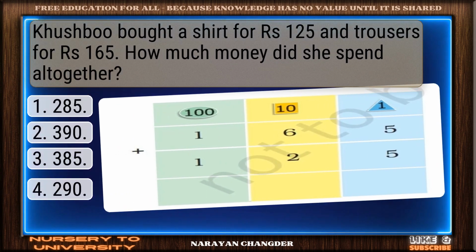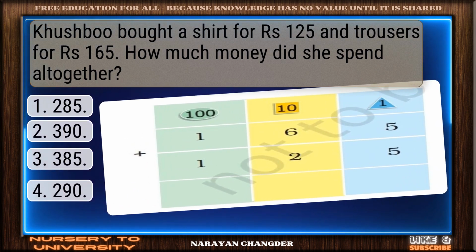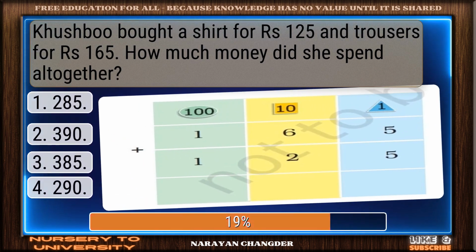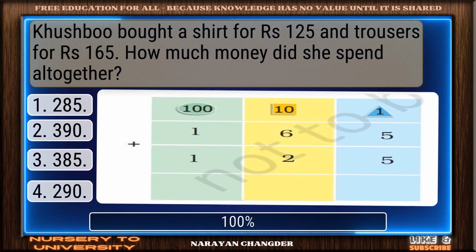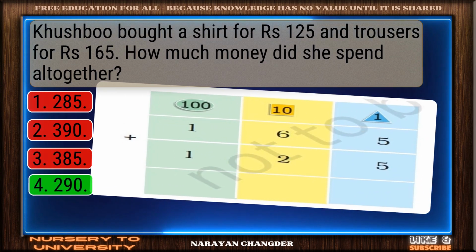Kushbu bought a shirt for 125 rupees and trousers for 165 rupees. How much money did she spend altogether? Solid response. 290 is a valid choice.